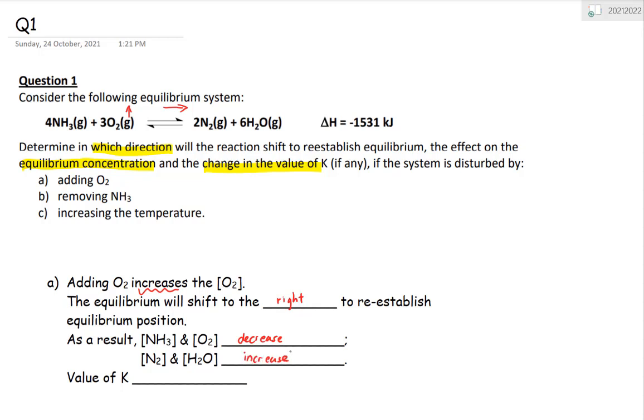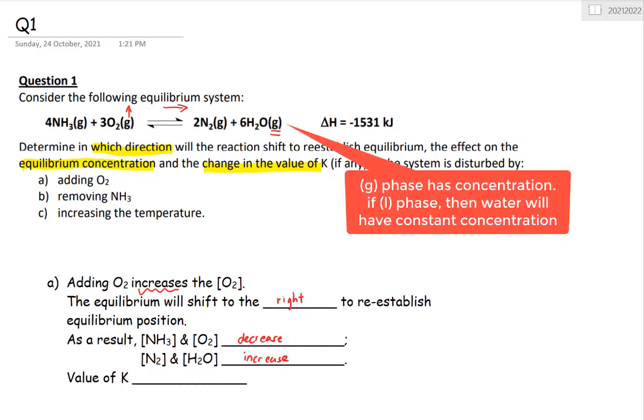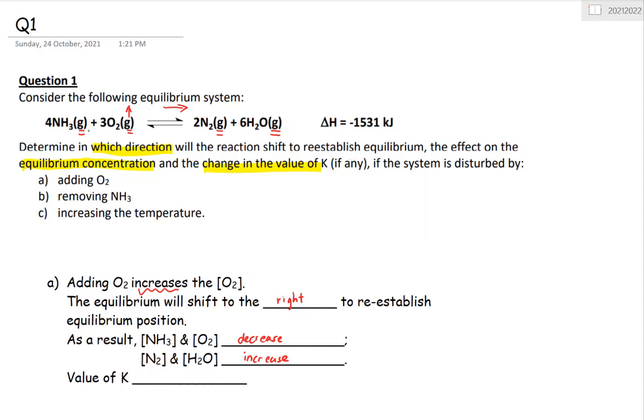Since the H2O given over here is in the gaseous phase, we can talk about the concentration. If the phase given for H2O is liquid, then you don't have to mention the concentration. So please pay attention to the phases. Lastly, the value of K. In this case, the temperature doesn't have any changes, so the value of K remains unchanged.